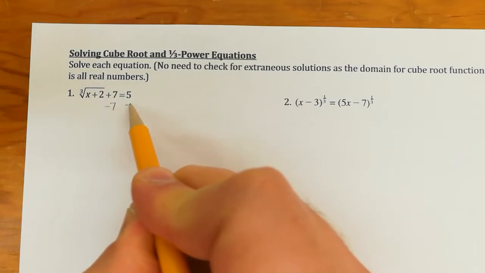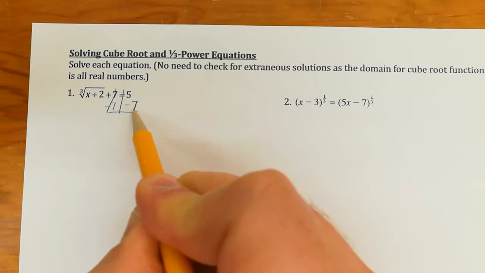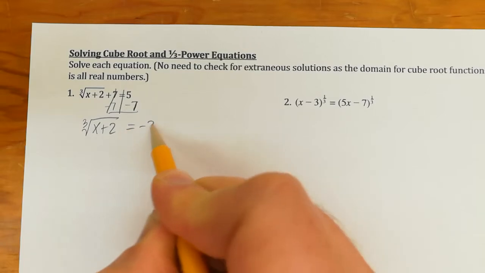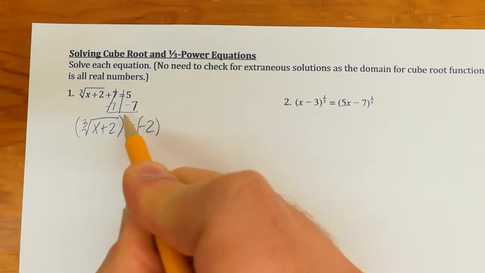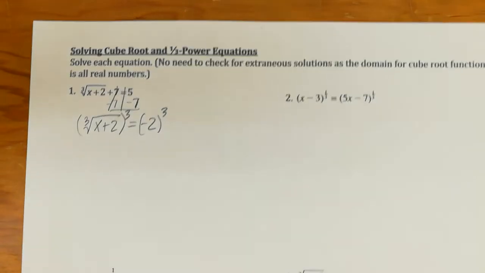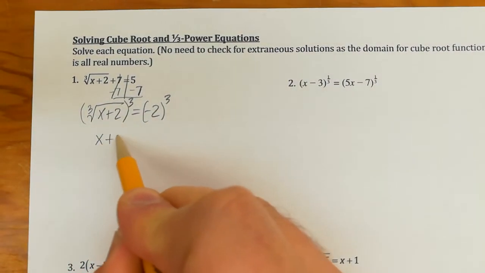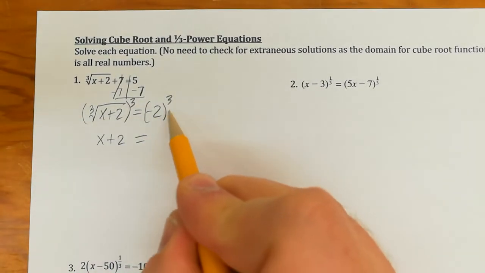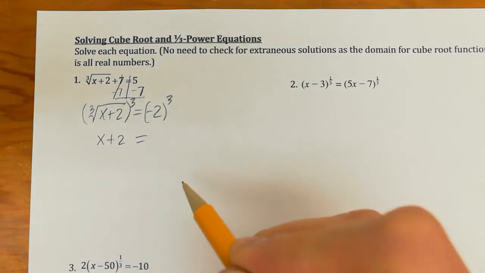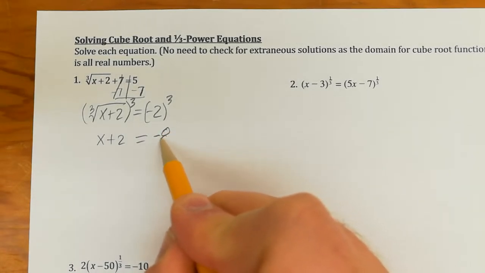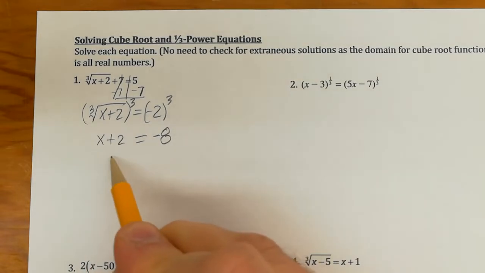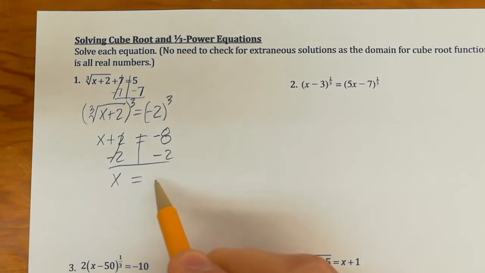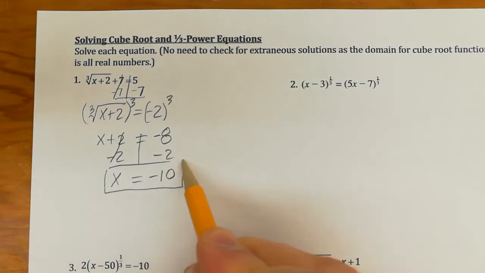So I'm going to take away 7 on both sides here on number 1. So we're going to get cube root of x plus 2 equals -2. And then in order to get rid of a cube root, you cube both sides. So you just end up with what's underneath the cube root when you cube a cube root. And then -2 to the 3rd power, well, that's going to be -2 times -2 times -2, which is -8. All right. And now you just have a linear equation. You just get x by itself. And so you get x equals -10. Don't need to check the answer, okay?